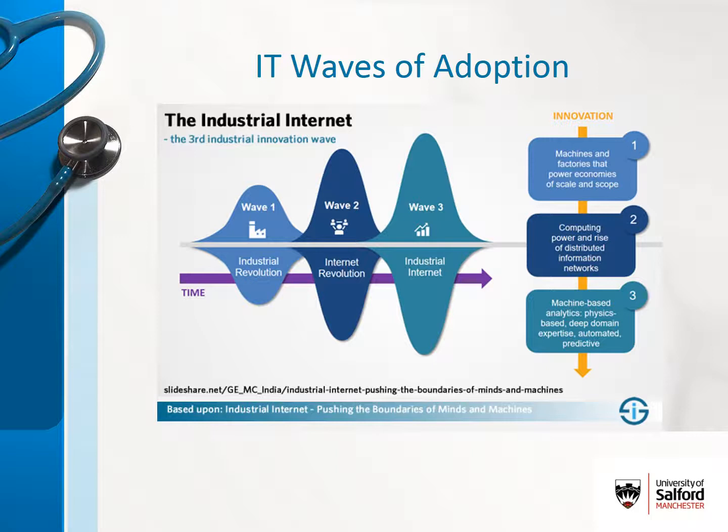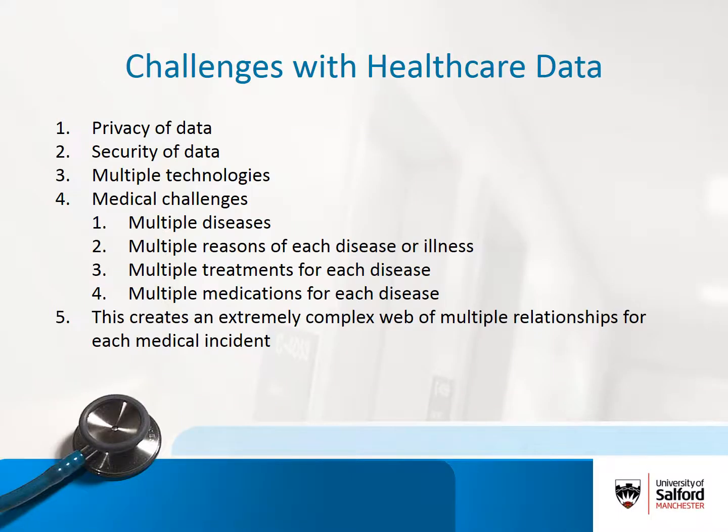Looking at the slide, we have the first wave, the second wave, and the third wave adoptions of IT. And as far as the third wave is concerned, we are talking about machine-based analytics. It's all about analyzing the data, which will be automated, and it's supposed to be predictive so that it becomes intuitive and innovative, so that the data can be used for something.